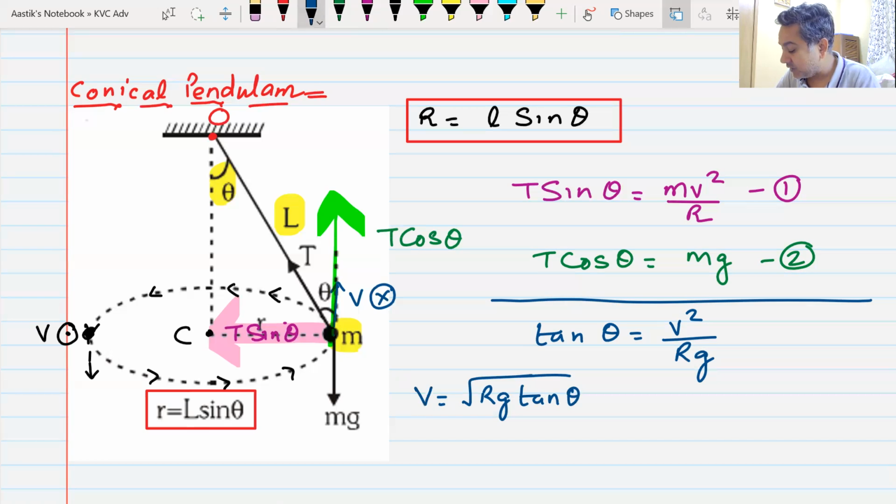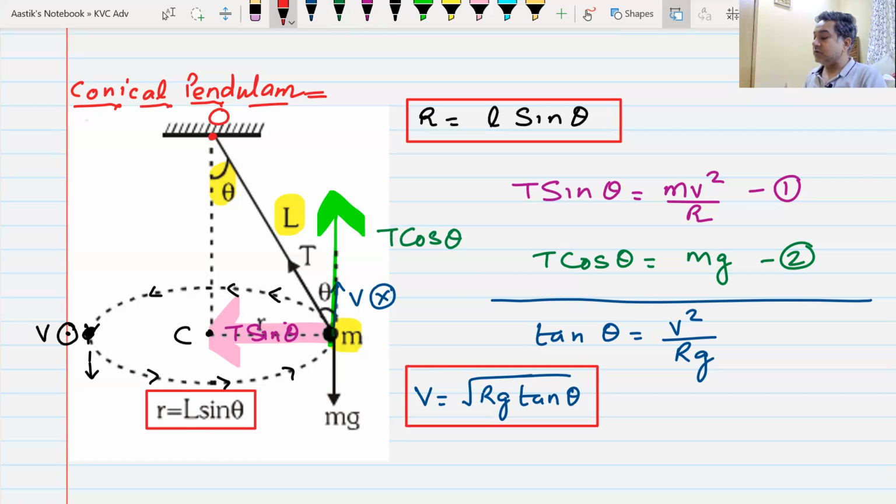It seems like it is very difficult for you to understand them, so remember them. V is equal to root over rg tan theta. That is the first thing they may ask you. The second thing they may ask you is, what is omega?